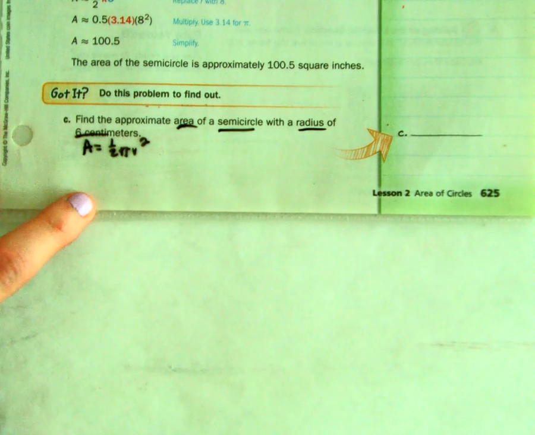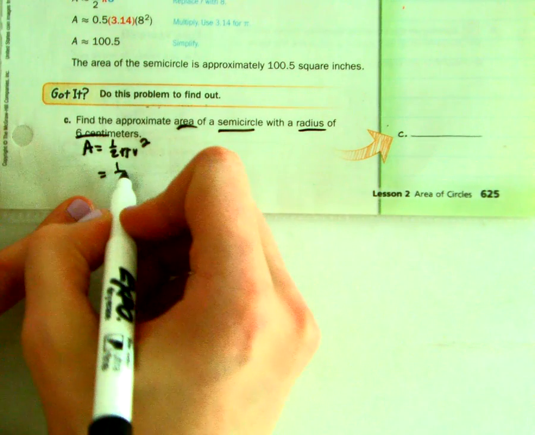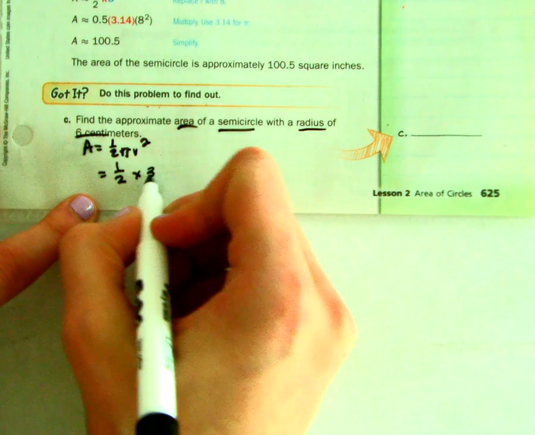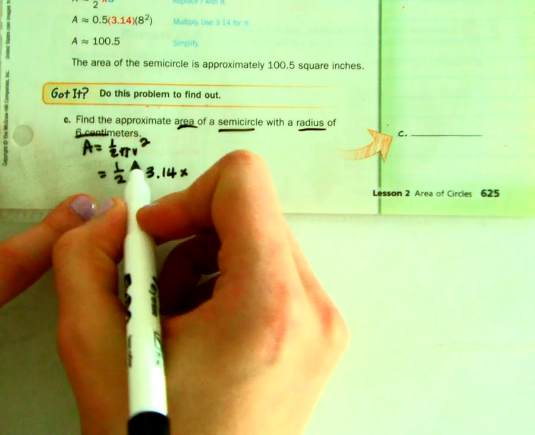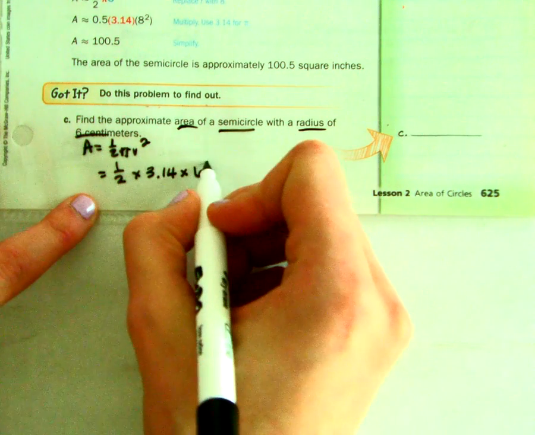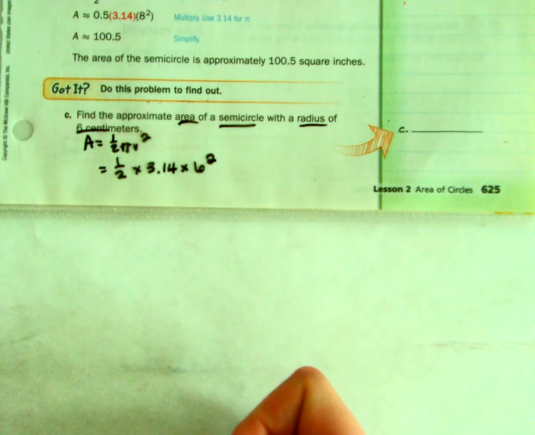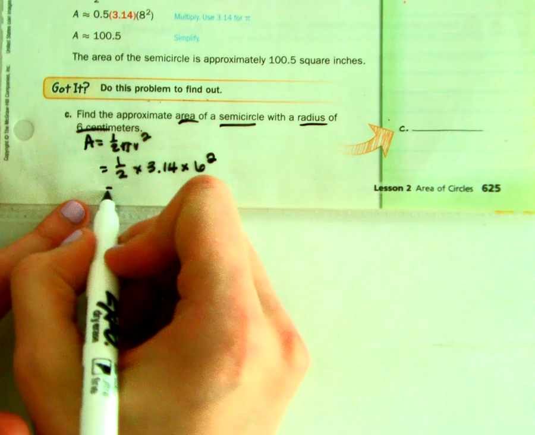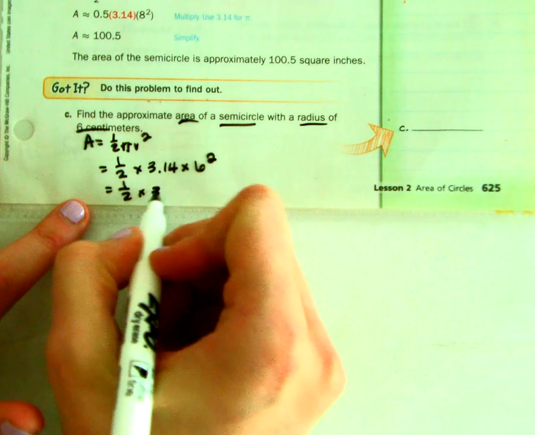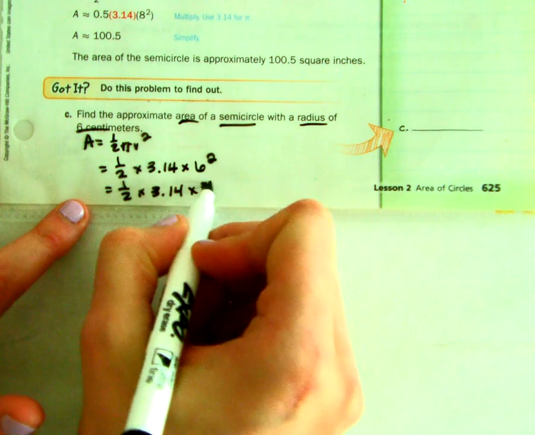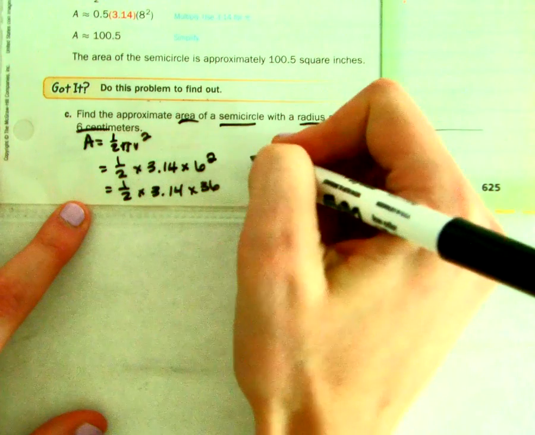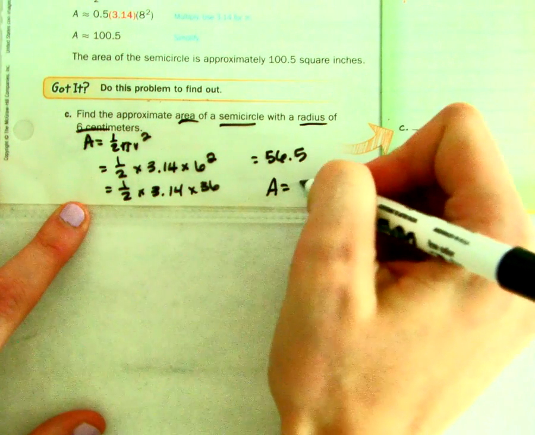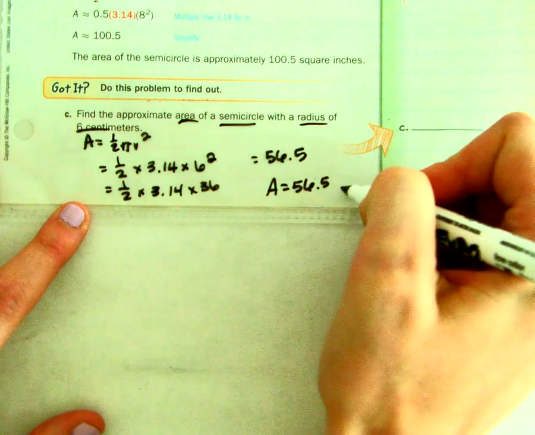I have 1/2 times, they didn't specify pi, so I'm going to use 3.14 again, times our radius squared, which they said was 6 centimeters, so we're going to do that squared. Okay, again, squaring is taking the number times itself that many times. So this would be 1/2 times 3.14 times 36, and then we multiply these all together, we get 56 5/10. So we would say the area is 56.5 centimeters squared.